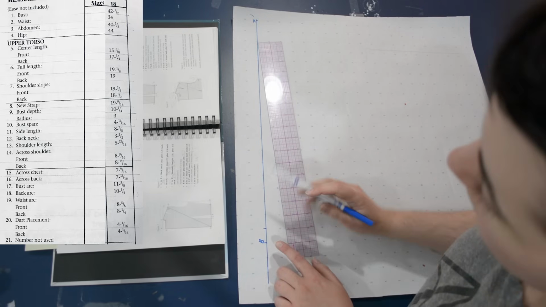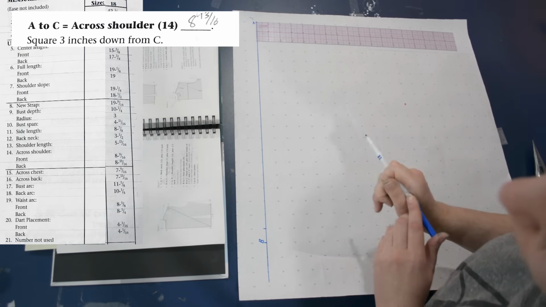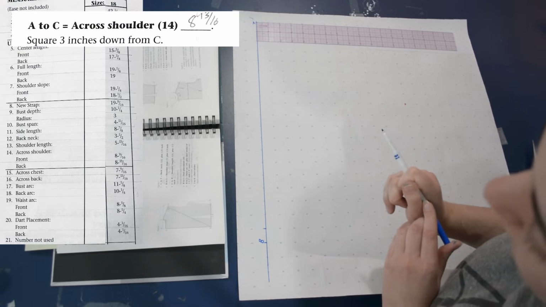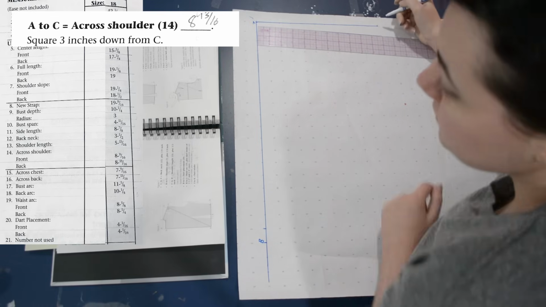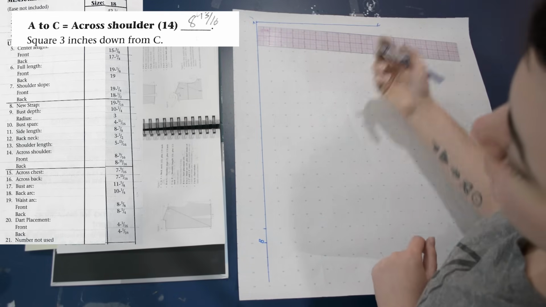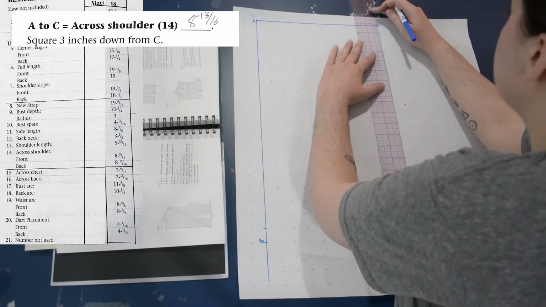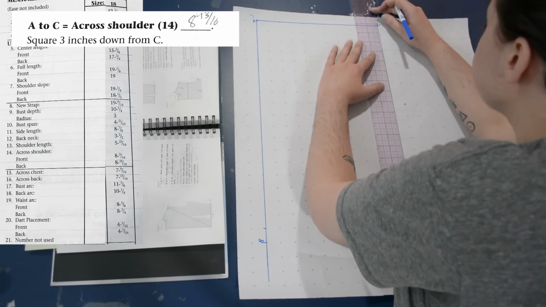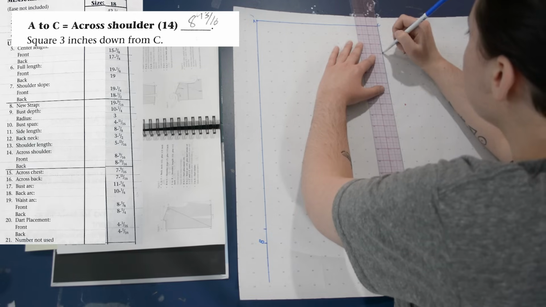A to C, which is across the top here, squared out, is across shoulder, which for me is 8 13/16. Is this really math, guys? Does this count? It's just fractions getting you confused. Square 3 inches down from C. All right, so let's see. 1, 2, 3.